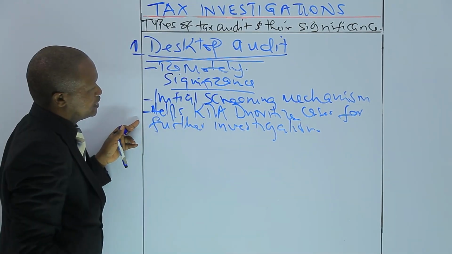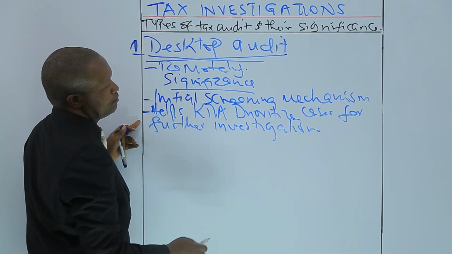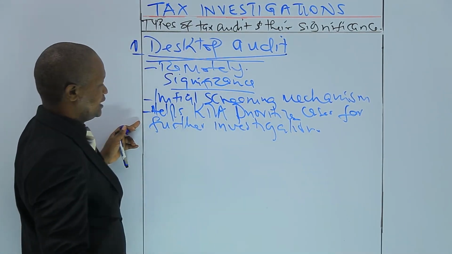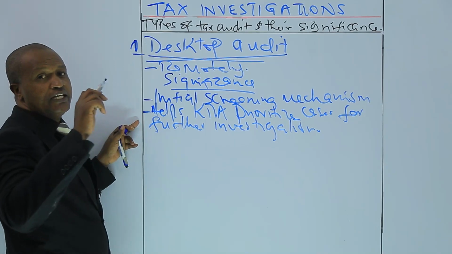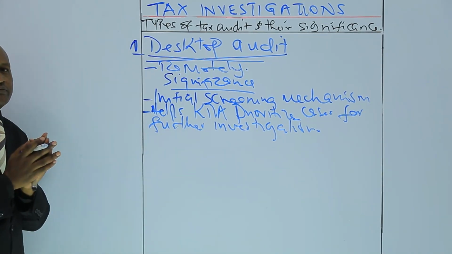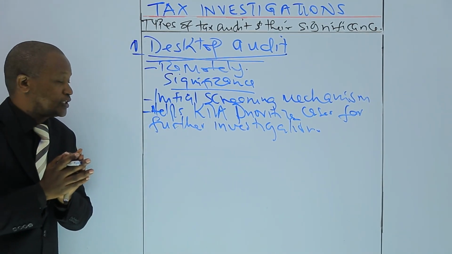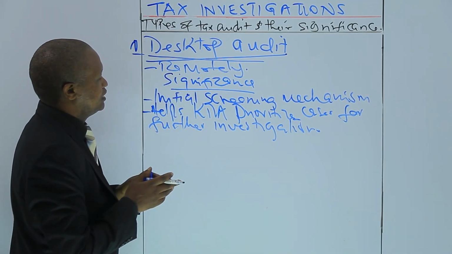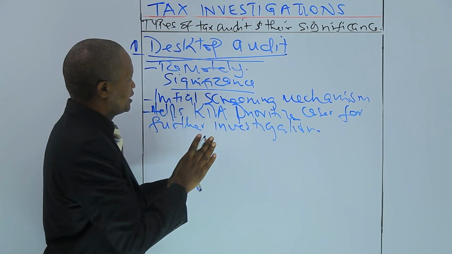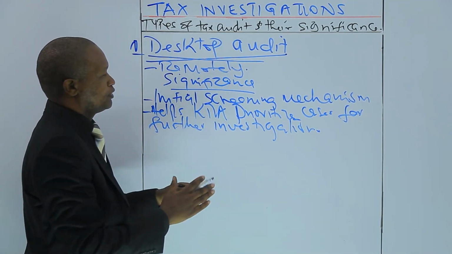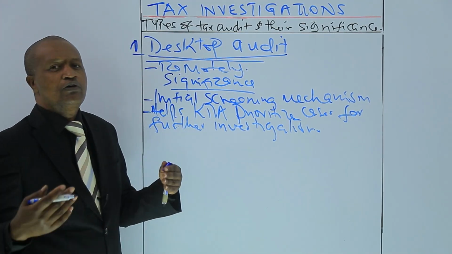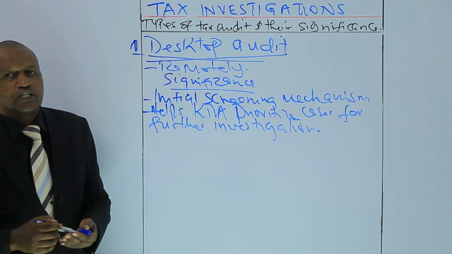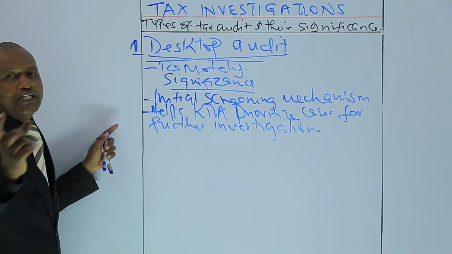Desktop audits help KRA prioritize cases for further investigations. Do you understand? Because they are just done remotely, and they serve as an initial screening mechanism to help KRA prioritize cases for further investigations and ensure that resources are allocated effectively.